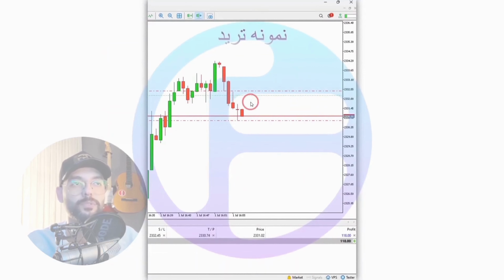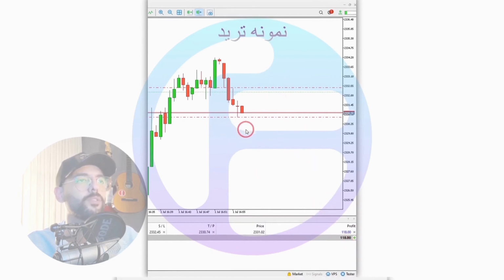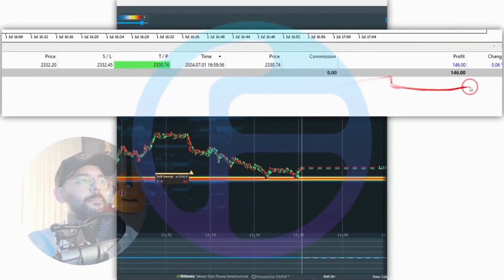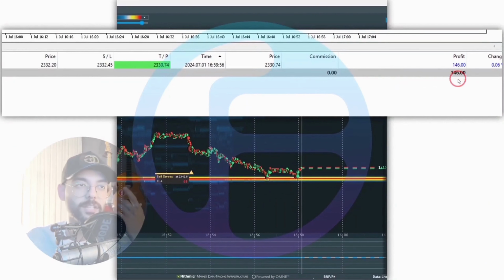Friends, look at my risk to reward. It's 1 to 10, and I entered. At the moment I took the screenshot, it was 118, but when it hit its TP, it was 146. I made a profit of $146 in 5 minutes, just like that. And you see the price was pulled exactly towards that liquidity, and if I hadn't entered late, I'd have easily made 200.